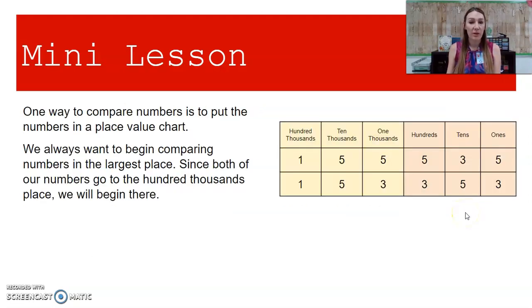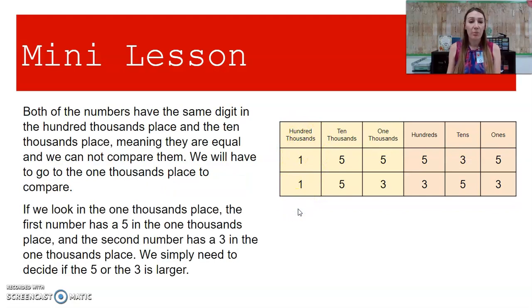One way to compare numbers is to put the numbers in a place value chart. We always want to begin comparing numbers in the largest place. Since both of our numbers go to the hundred thousands place, we'll begin there. Both of the numbers have the same digit in the hundred thousands place and the 10,000s place, meaning they are equal in those places and we cannot compare them. We will have to keep moving down our place value chart until we find numbers that we can compare.